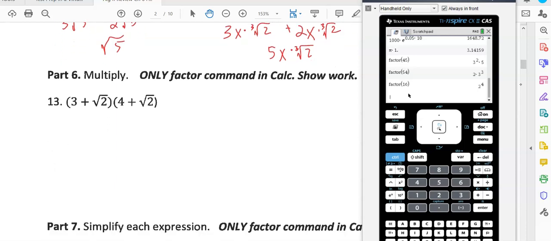Okay, this one is going to be 3 times 4 is 12. Outside would be plus 3 root 2. Inside is plus 4 root 2. That's plus 5 root 2. I'm sorry, 3 root 2 plus 4 root 2 is 7 root 2. And last times last is plus square root of 4, which is 2. So I get 14 plus 7 root 2.